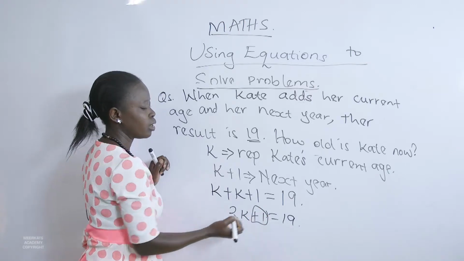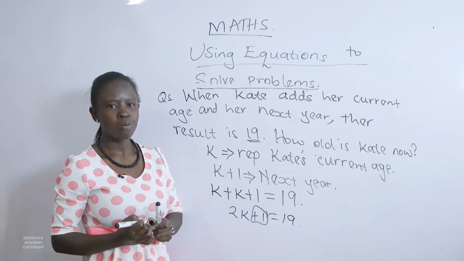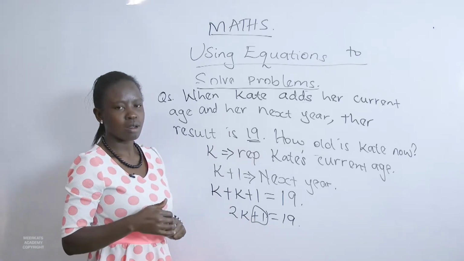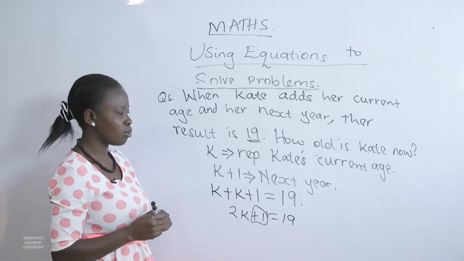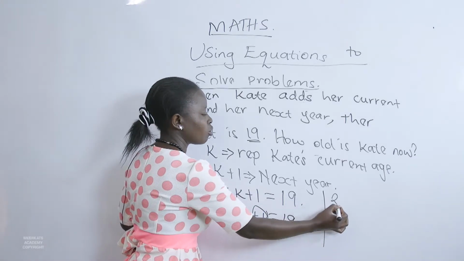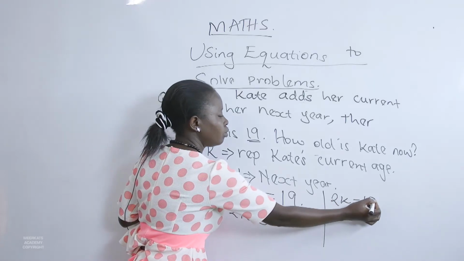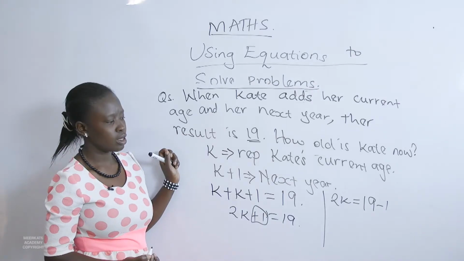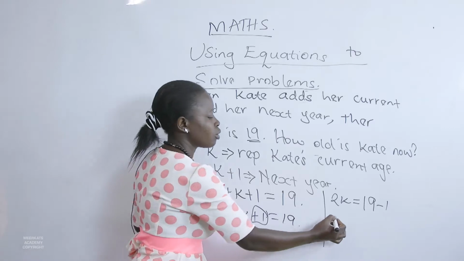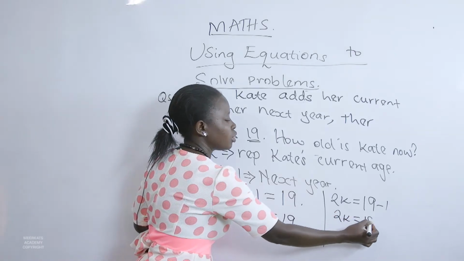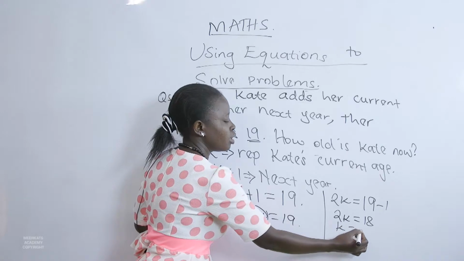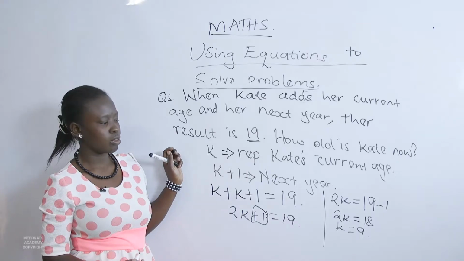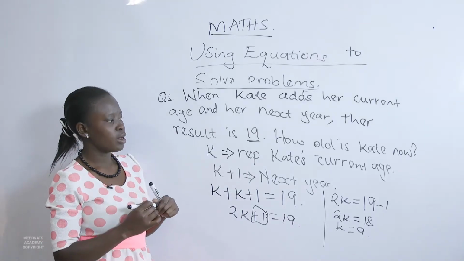I need to get the 1 to the other side of the equation. That means that it is a plus 1. When it crosses to the other side of the equation, it becomes a minus 1. So 2K is equal to 19 minus 1. And what is 19 minus 1? 19 minus 1 is 18. So we have 2K is equal to 18. That means the value of K will be 9. We get the value of K by dividing by 2 on both sides. So K is equal to 9.